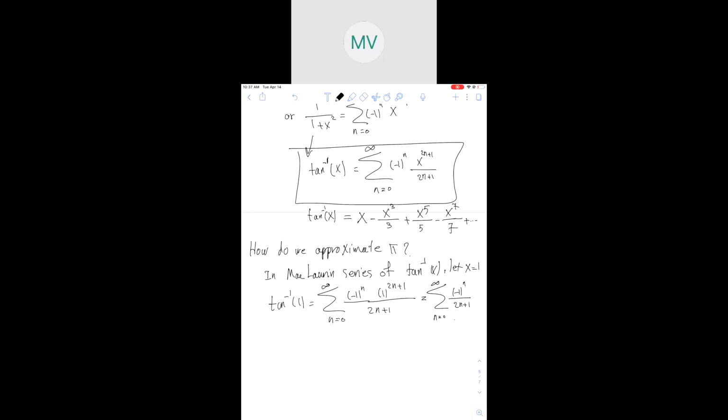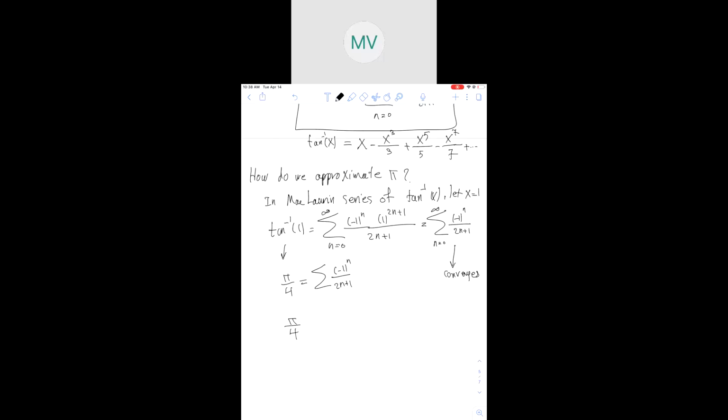Question number 1, we need to make sure that this series converges. Question for you guys, does it converge or diverge, and why? Converges by alternating series test. Exactly. So it converges. Okay. But tan inverse of 1 is pi fourth. And so that's the summation of negative 1 to the n over 2n plus 1.